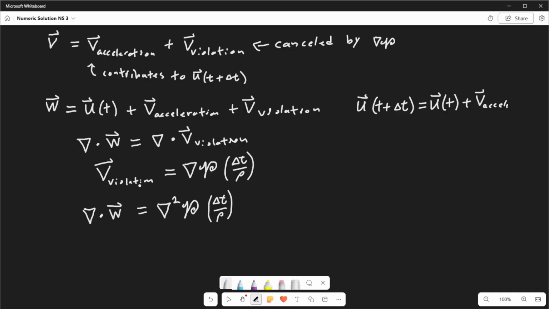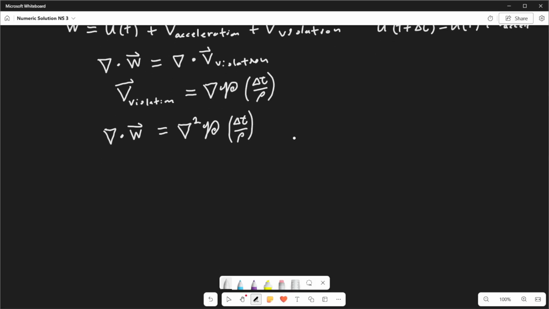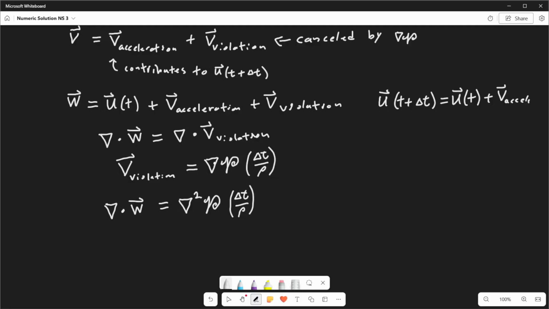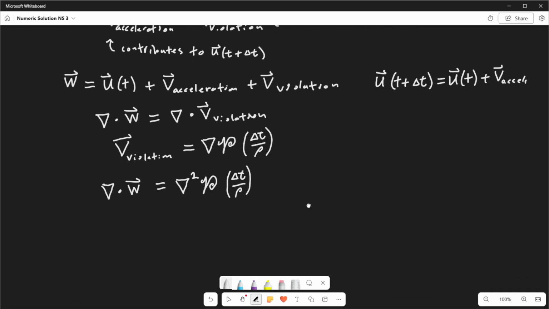Since W can be computed for each time step, this almost gives enough information to solve for the gradient of pressure. And if the gradient of pressure could be solved for, then the violation can be computed, and the violation, being the gradient of pressure, can just be subtracted from W to get the new velocity at the end of the time step. So that's the general principle.